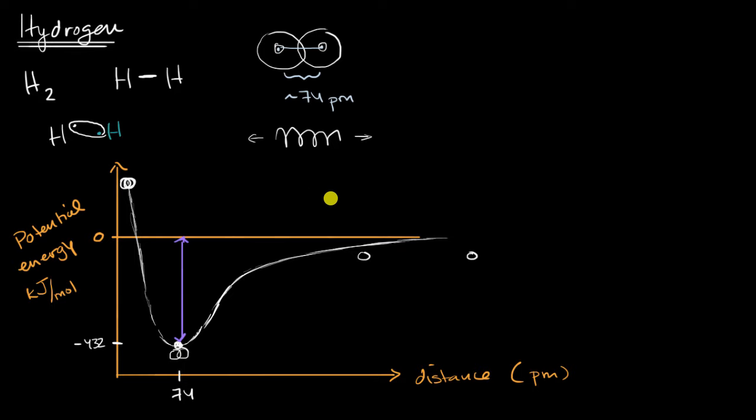And we'll see in future videos, the smaller the individual atoms, and the higher the order of the bonds, so from a single bond to a double bond to a triple bond, the higher the bond energy you're going to be dealing with.